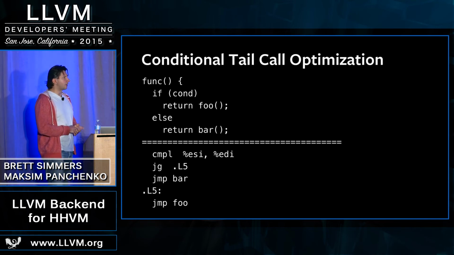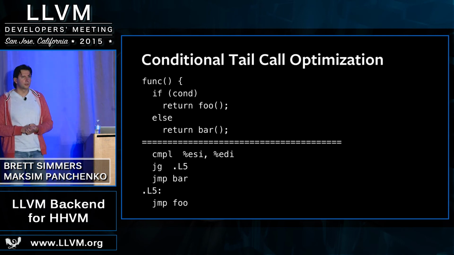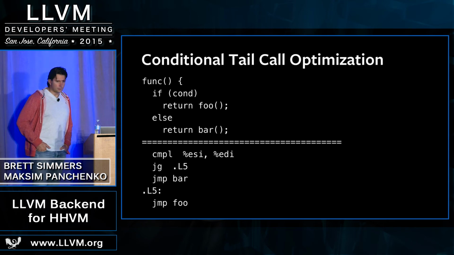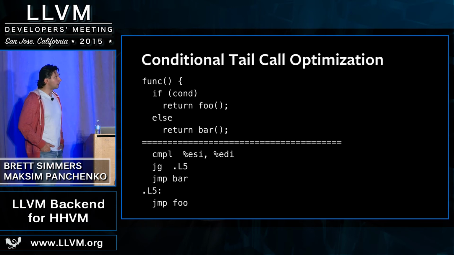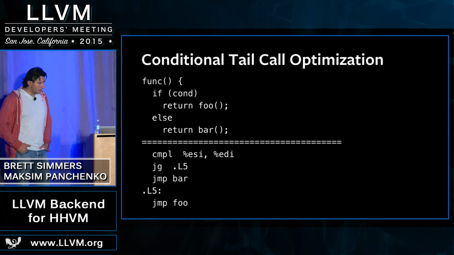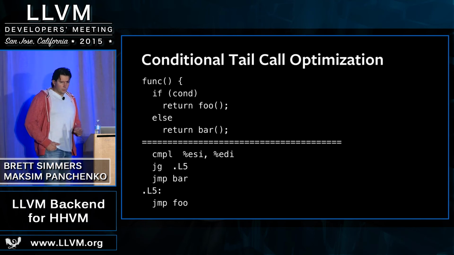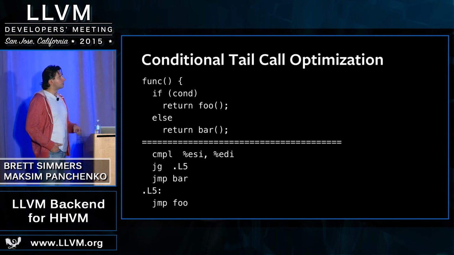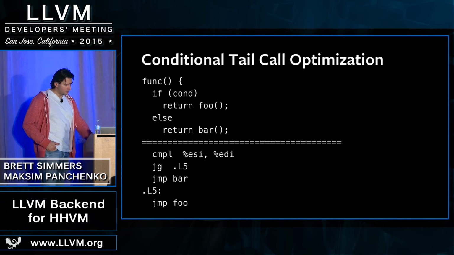Another optimization that HHVM was doing, but it wasn't part of LLVM, was conditional tail call optimization. This is a very simple example where you have a C function tail calling one function or another based on the condition. And very simple assembly code: compare, jump to a label, and jump to one function or jump to another function. But why do we have to do the conditional jump to the label when we can actually jump directly to the function?